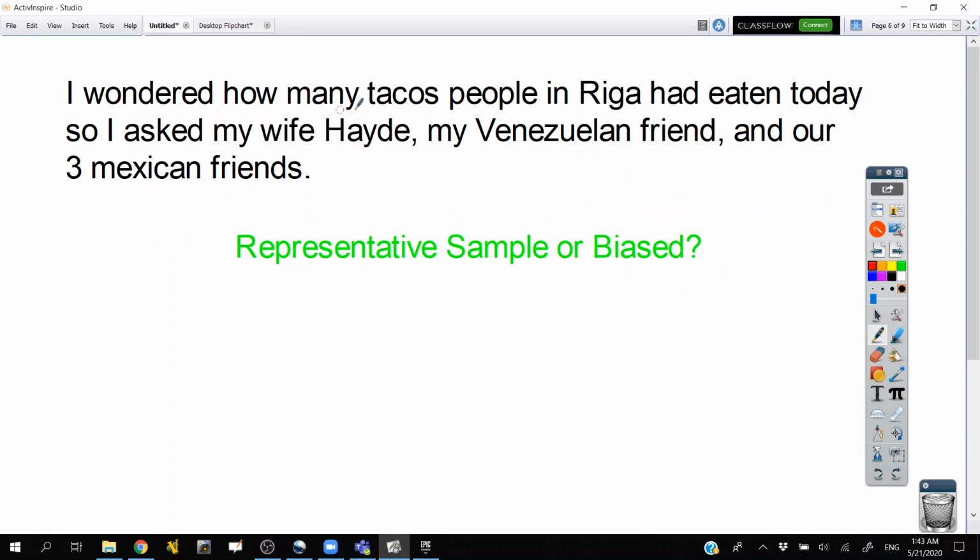So how about if I wondered how many people in Riga had eaten tacos today? So I asked my wife, my Venezuelan friend, and our 3 Mexican friends that live here in Riga. Well, it's obviously a biased sample, right? There aren't that many Latinos living here in Riga for me to ask these people about tacos. And they're probably more likely to eat tacos because they're from areas that have similar types of cuisine. So it is a biased sample because these people have differences that don't represent the Riga population.